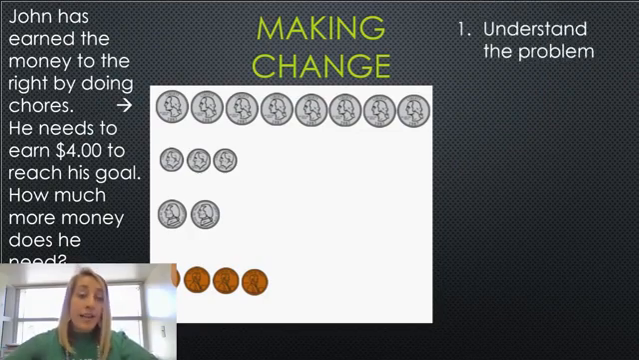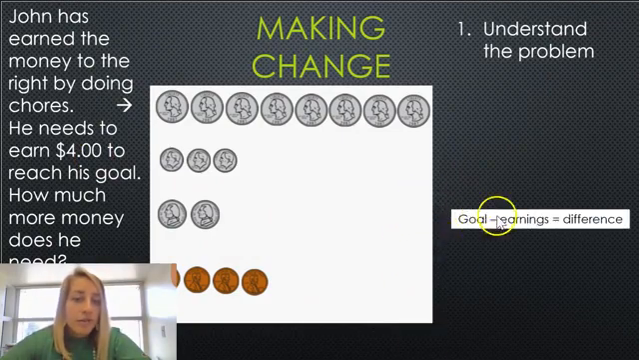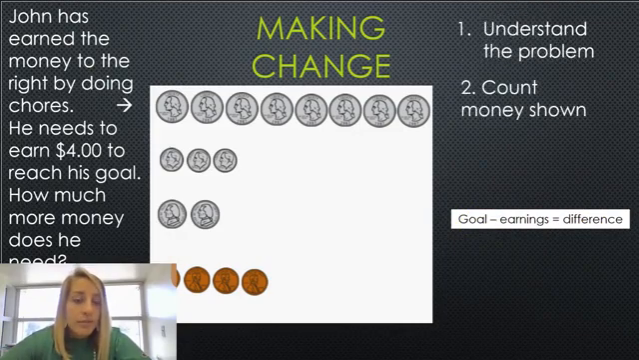So I need to understand the problem. So he has $4 that he wants to earn, and then here's how much he's earned so far. The $4 is our total, his goal. The earnings are what we're subtracting to find the difference, how much more he will need. Step 2, count the money shown. So get ready to count those quarters.